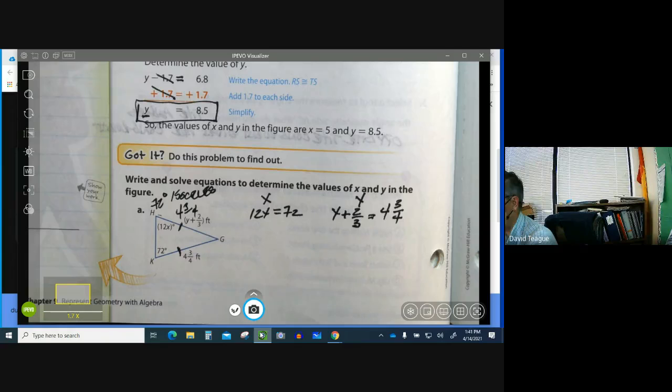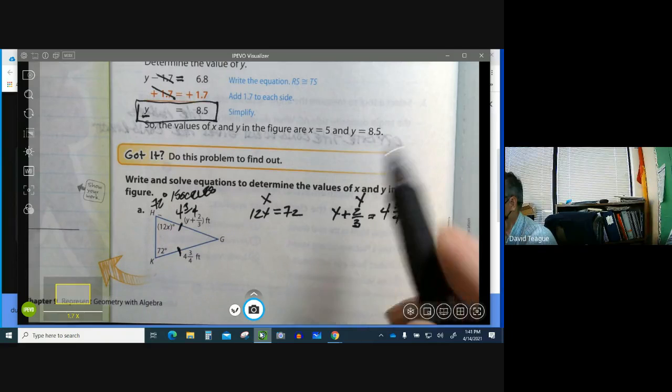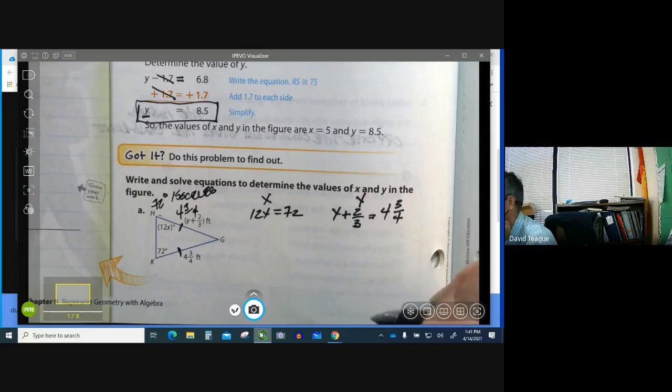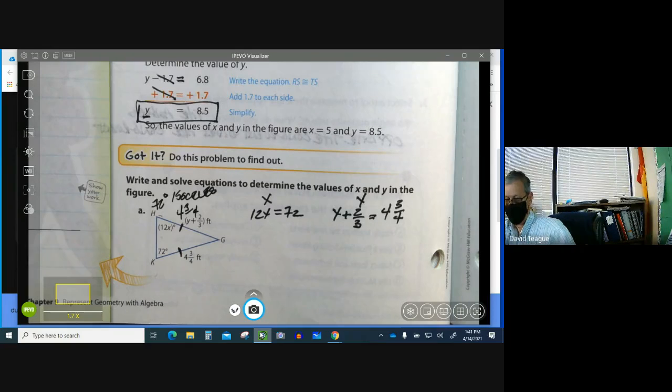Okay, so take 2 minutes, see if you can find the value of x and find the value of y, and we'll go from there. Okay, hey Google, set a timer for 2 minutes. Sure, 2 minutes, starting now.